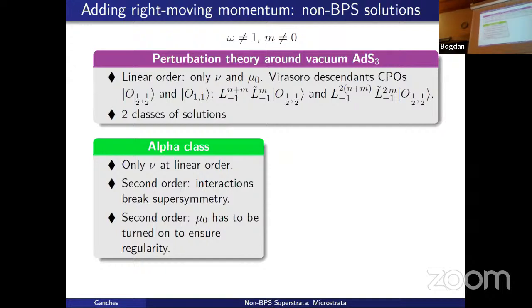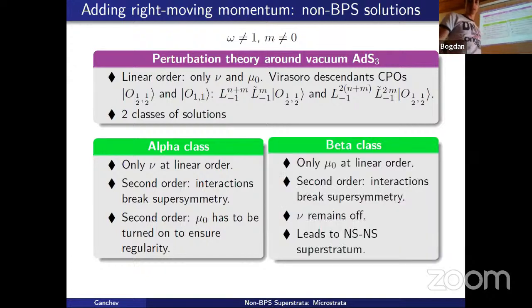Not only do you have to turn on mu 0 to ensure regularity, but it turns out that at higher order, at fourth order, the amplitude of mu 0 gets locked to the amplitude of mu in a very specific way, and we call this the special locus. We don't fully understand what the special locus is from the CFT point of view. There should be no reason why you can't have the two things with independent amplitudes, but we believe that for us that might be a limitation of our ansatz.